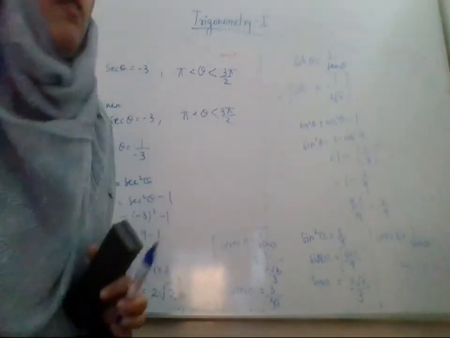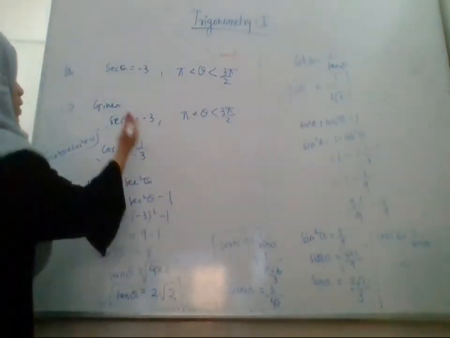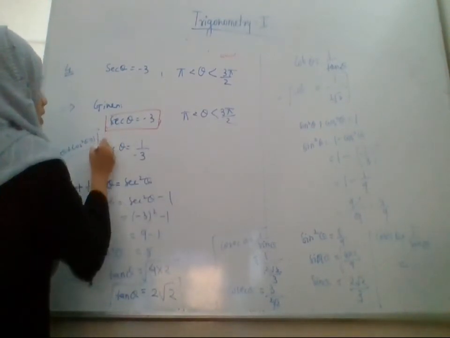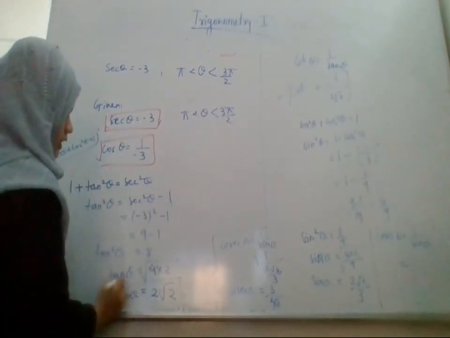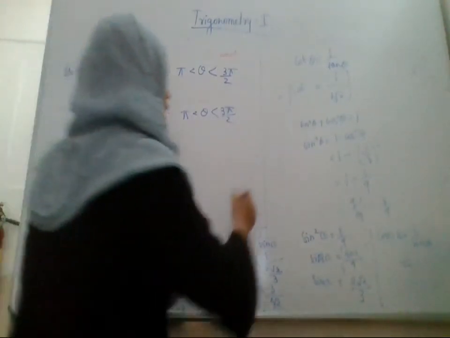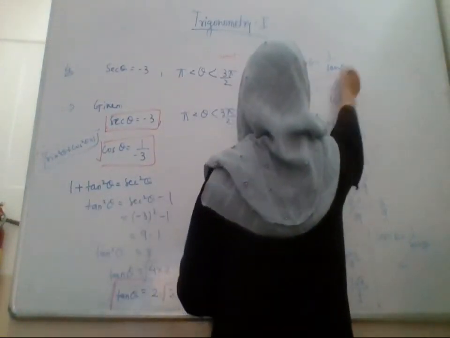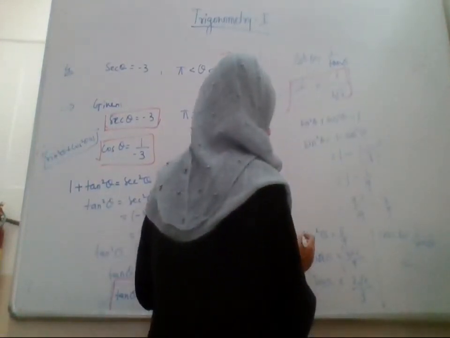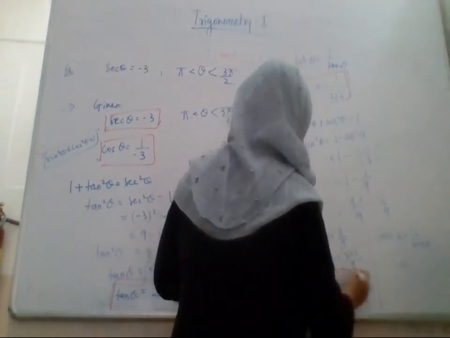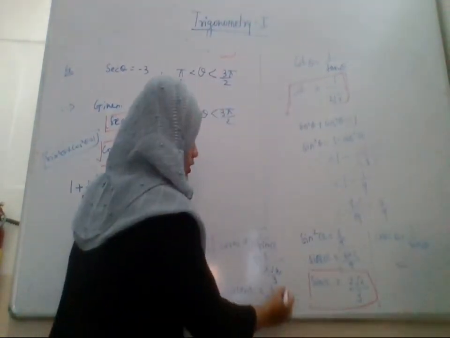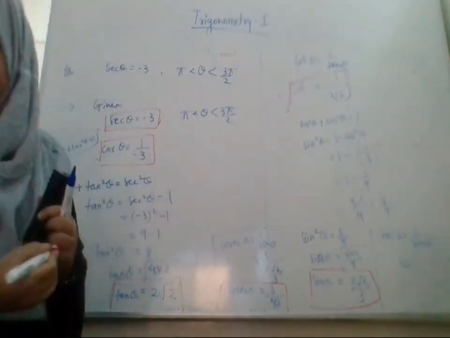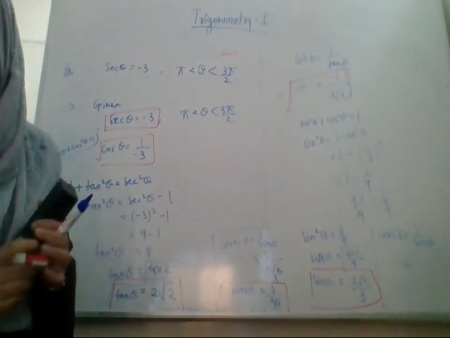Okay, so we have got all the trigonometric ratios. First, second, this is your third. Then this is your fourth, then sine, this is your fifth, and this is your sixth. I hope this is clear.